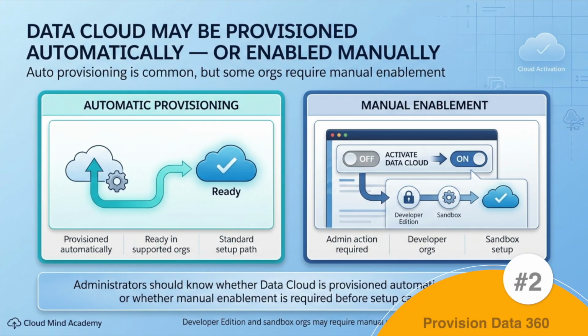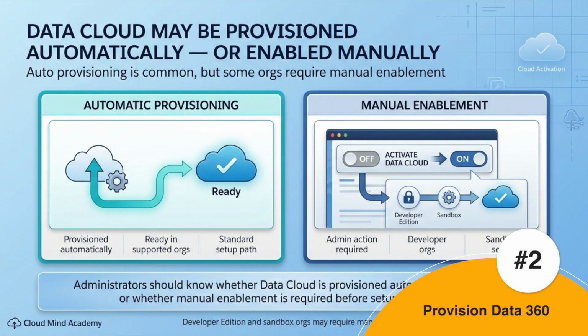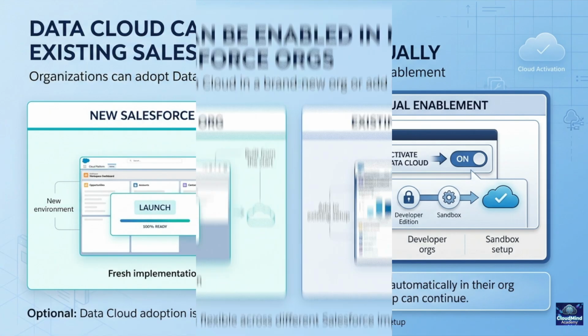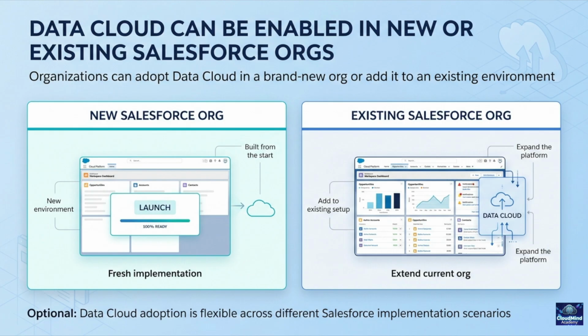Now, in many orgs, Data 360 is automatically provisioned. However, if auto-provisioning is unavailable, or if the team is working in a Developer Edition org or a sandbox, Data 360 may need to be enabled manually. It can also be enabled in both new and existing Salesforce orgs. So the big concept here is that provisioning may be automatic in some cases, but administrators still need to understand how to verify readiness and complete setup when manual action is required.